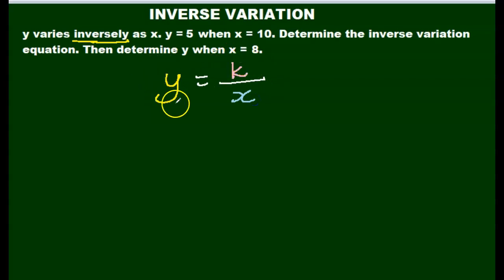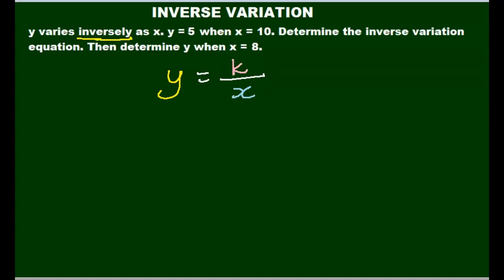These are the steps you want to take. First, write your general inverse variation equation, and then what they often do is they'll give you your y and x in one case, and then you have to find your k. And then after you've found your k, you're supposed to find your y or x given new values.